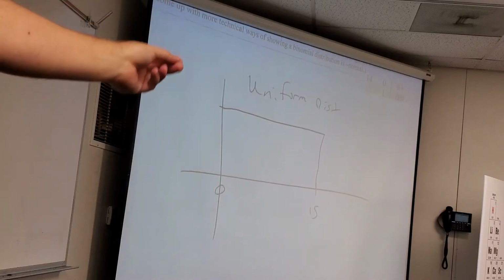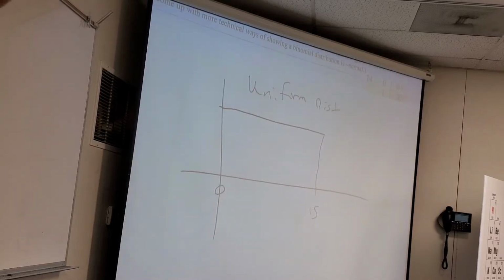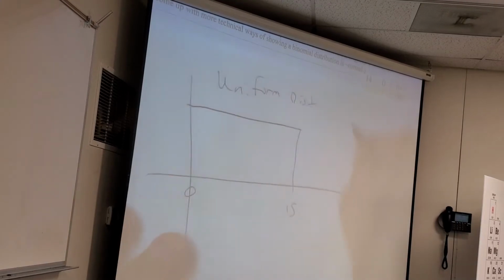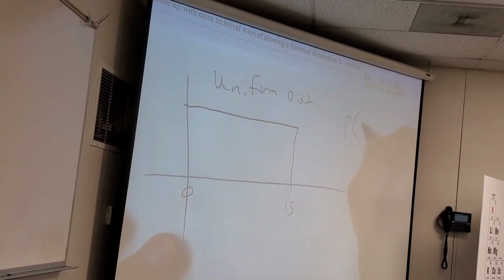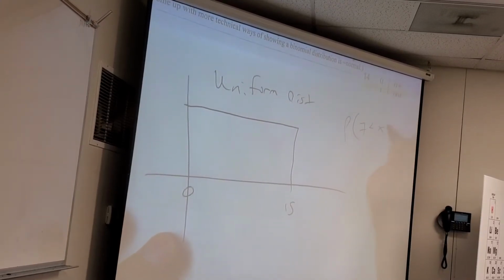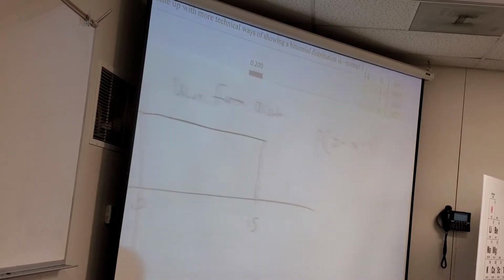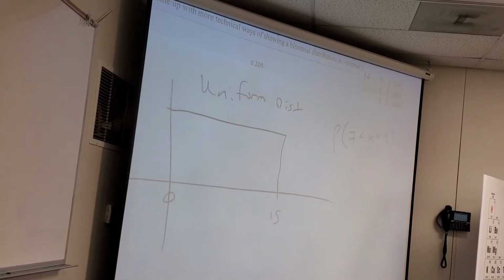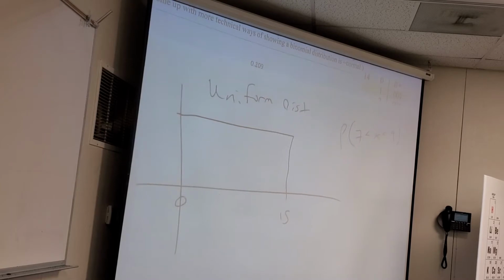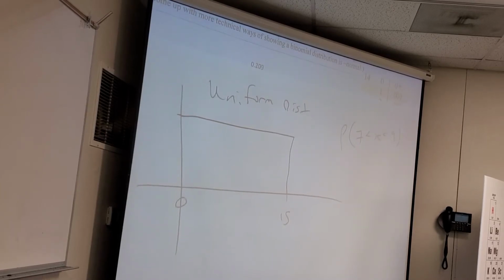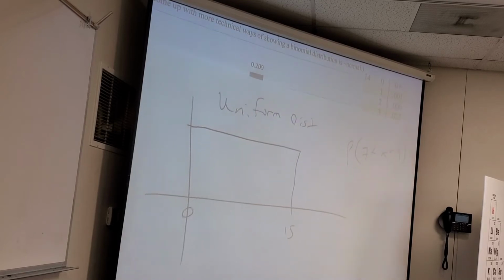Any probability question is related to the area. So what I mean is, if I asked, what's the probability I have to wait in between 7 and 9 minutes? Can you guys draw that on the picture? No? Somebody's like, ain't no way I can do that. 7 to 9. Can you draw that?